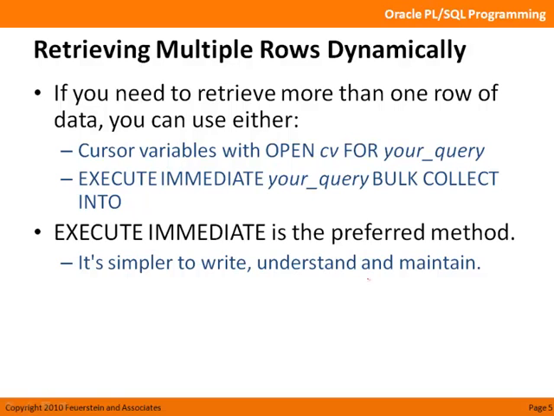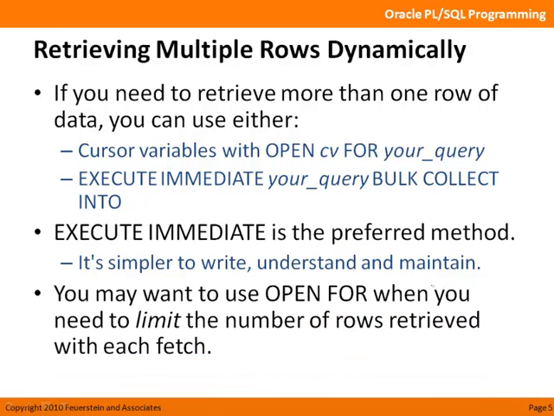Generally, EXECUTE IMMEDIATE is the preferred method because it's simpler to write, understand, and maintain. But if you are retrieving a large number of rows of data, you'll probably want to use OPEN FOR, because with that approach, you can limit the number of rows you'll be fetching with each retrieval. Let's take a look.